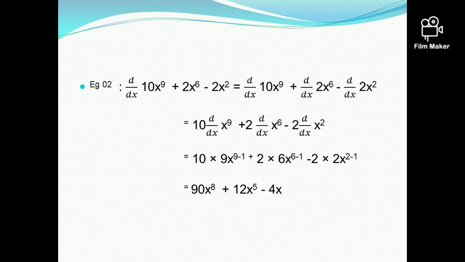Now children, use this example to verify with the previous principles. There you have to differentiate 10x to the power 9 plus 2x to the power 6 minus 2x to the power 2. The final answer turns into 90x to the power 8 plus 12x to the power 5 minus 4x.